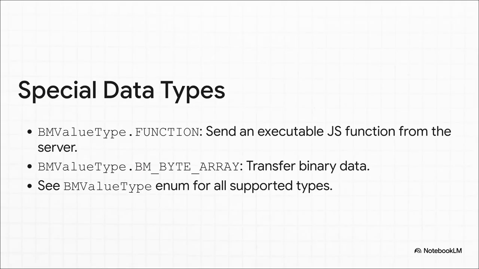And believe it or not, it gets even more powerful. You are not just limited to sending strings and numbers. You can use bmValueType.function to send a complete executable JavaScript function from your Java server to the client. I mean, think about that for a second. You could send back custom validation logic on the fly, or a dynamic function to update your UI. That, combined with built-in support for binary data, opens the door for some incredibly rich and dynamic web applications.